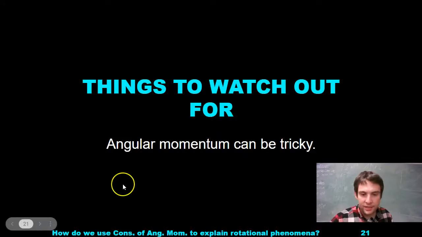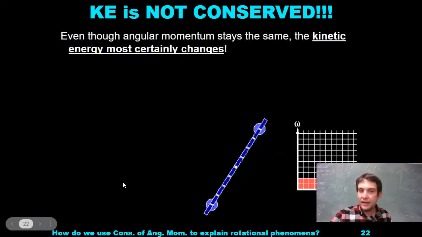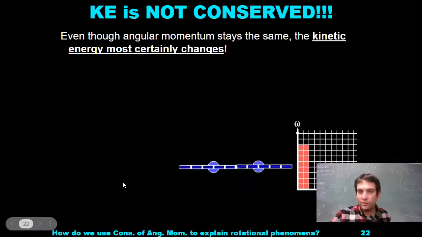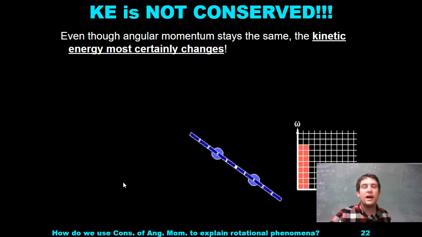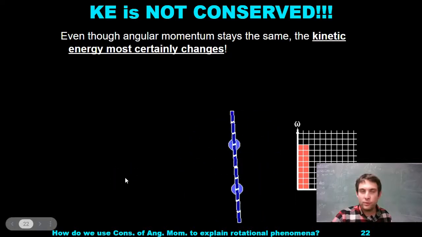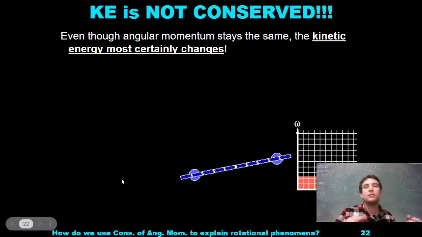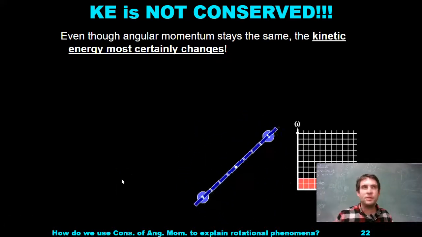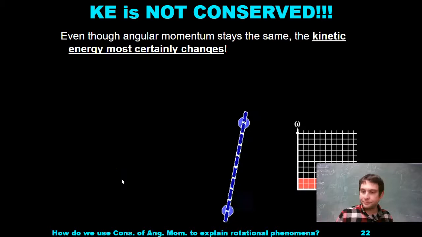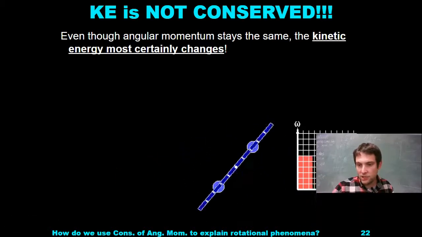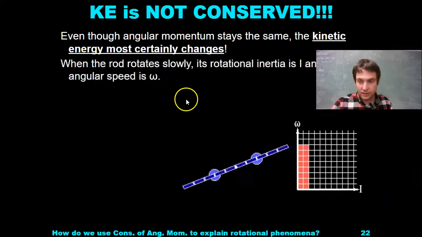As with anything dealing with rotational motion, angular momentum can be tricky. Kinetic energy is not conserved. Even though angular momentum stays the same, kinetic energy absolutely changes. You felt that when you're spinning in the chair and you bring your arms in, your angular velocity speeds up. If your angular velocity is speeding up, there's a chance that your velocity is speeding up also.